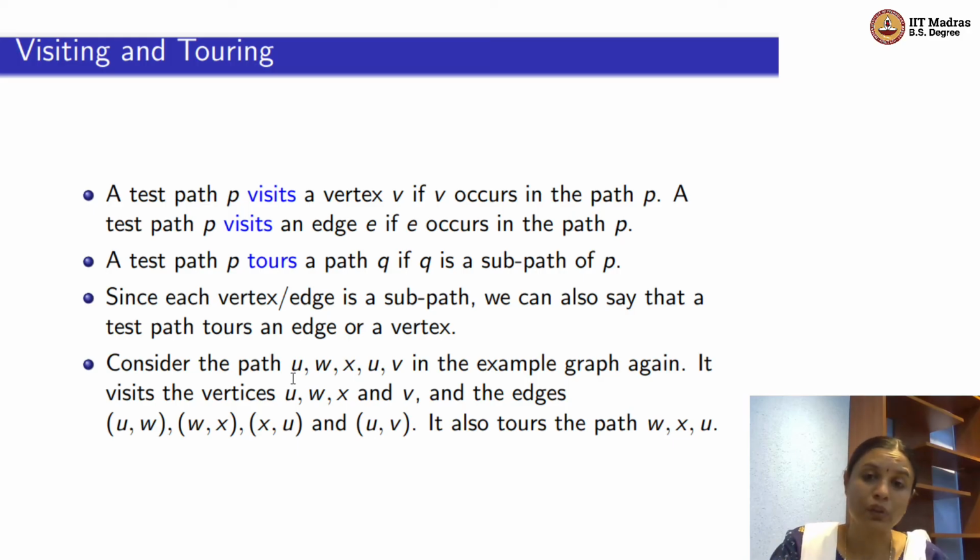This example talks about the same thing. You take the graph that we saw earlier, where there was a path U, W, X, U, V. What are the vertices that occur in the path? Vertices U, W, X and V. It also visits the edges UW, WX, XU and UV, and it tours subpaths, for example, WXU. It could also tour the subpath XUV and so on. Is this clear?